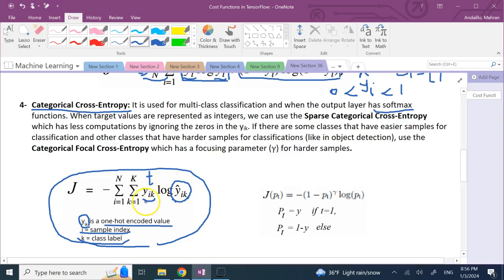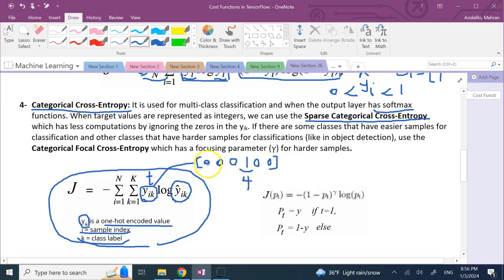Now, if these y_ik are definitely integer numbers, so you have encoded your classes or labels of the classes with like 1, 2, 3, just integers, then you can use this method called Sparse Categorical Cross-Entropy, in which this y_ik, which is something like, let's say, 0, 0, then another 0, and then a 1. Let's say you have 6 classes, okay? And the class that you have for this specific one is class 4, right?